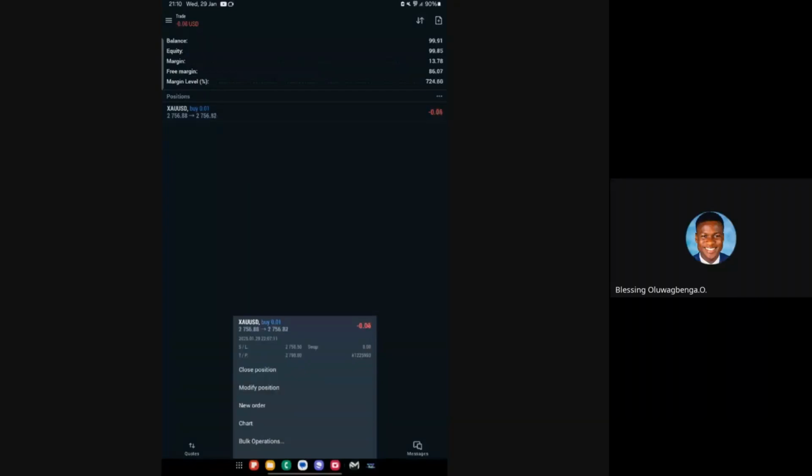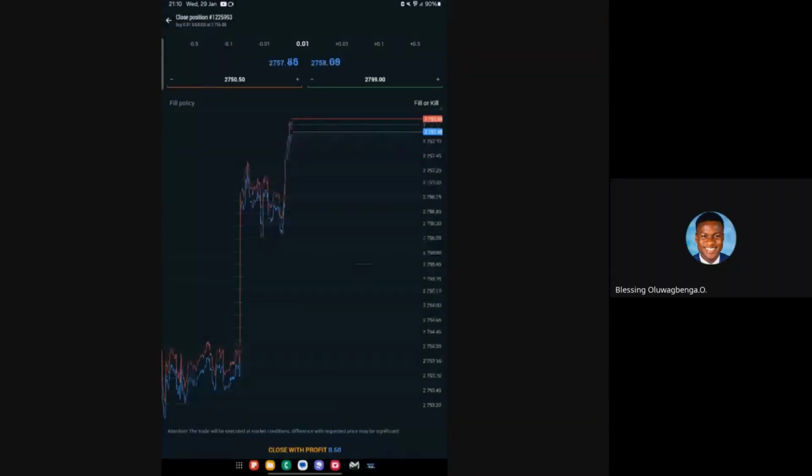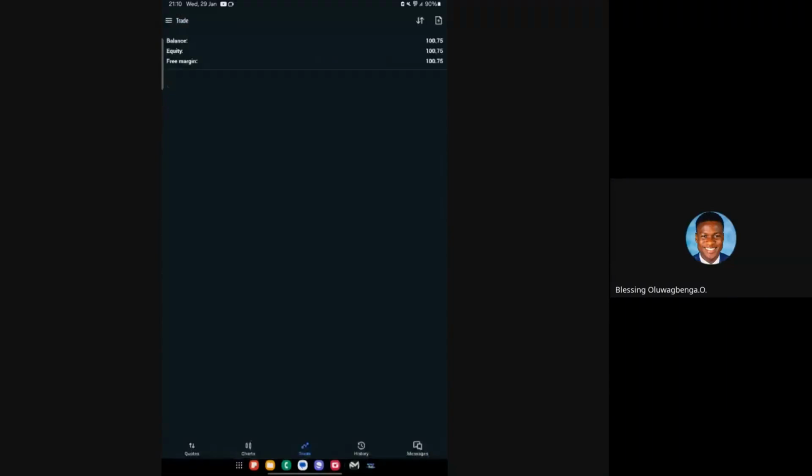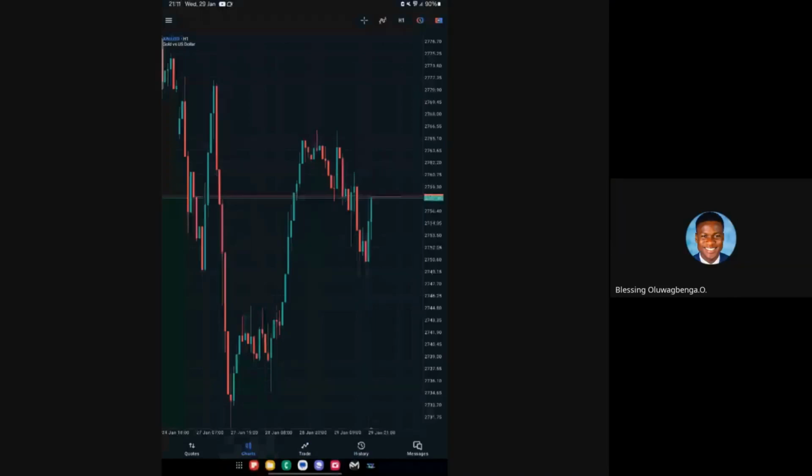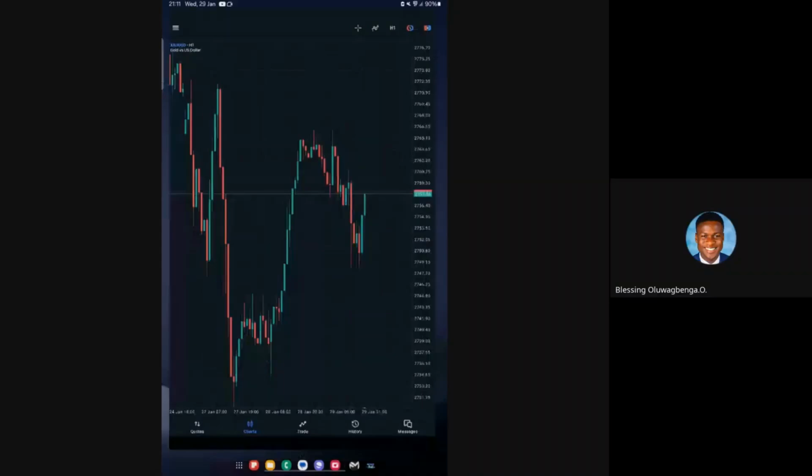Now, if I close this trade, the moment you close this trade now, I'm even lucky to close it in profits. It closed with profits. So if you want to see the history of the trade, you come to history. It will reflect here. The position will reflect here. So that's basically how to trade with your MT5. I think that's all for the session tonight.